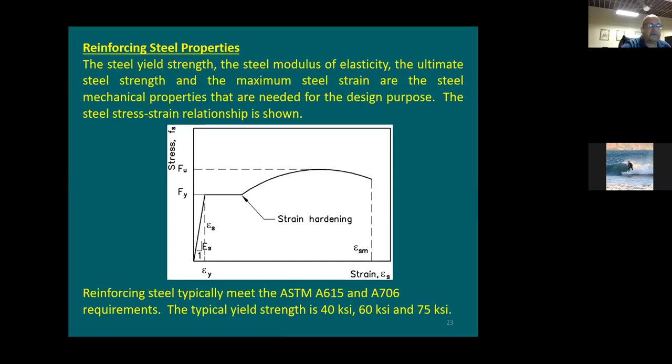When I look at this stress-strain relationship in my concrete design, I'm interested in three values. I'm really interested in this F sub y. This is what I'm going to be using in my design. I don't want the steel to be in this region or in here. This is going to be critical. Why? Because this is the maximum stress that I'm going to be using in my analysis.